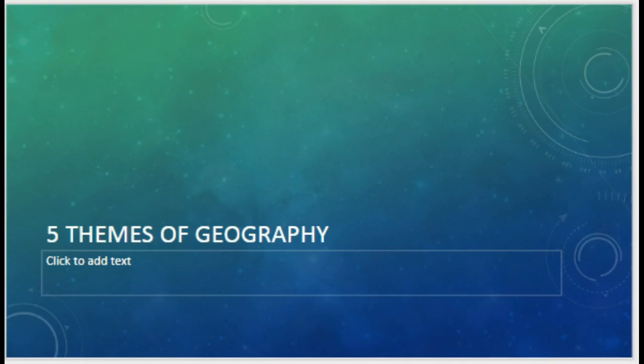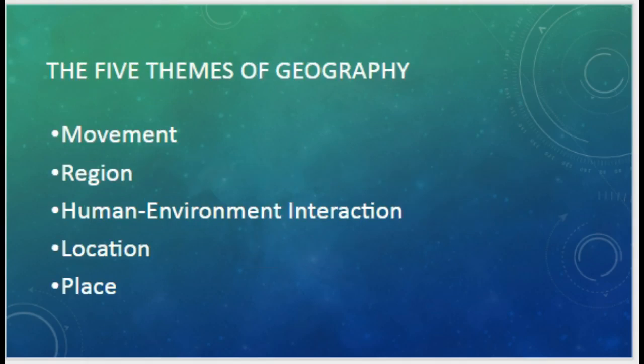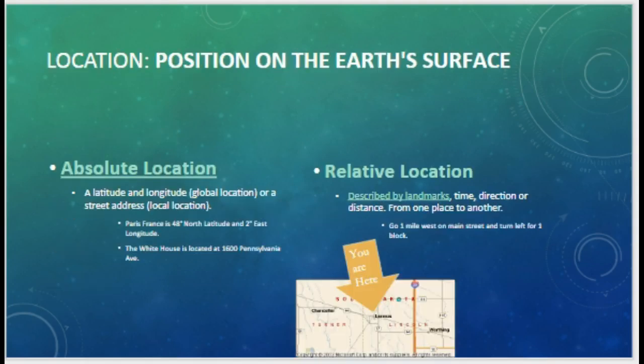The 5 themes of geography. The 5 themes of geography help organize information about Earth and its people. The 5 themes of geography are movement, region, human-environment interaction, location, and place. Location, a position on the Earth's surface. So there's absolute location, which is like a latitude and longitude location, or a street address. Relative location is described by landmarks, time, direction, or distance from one place to another.